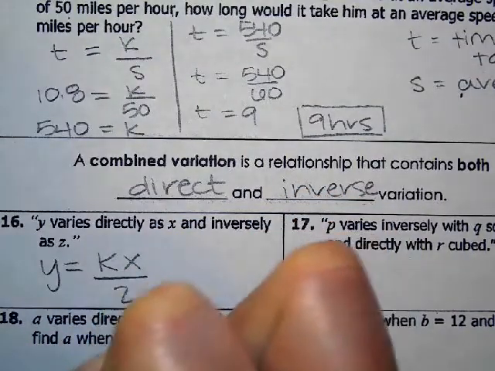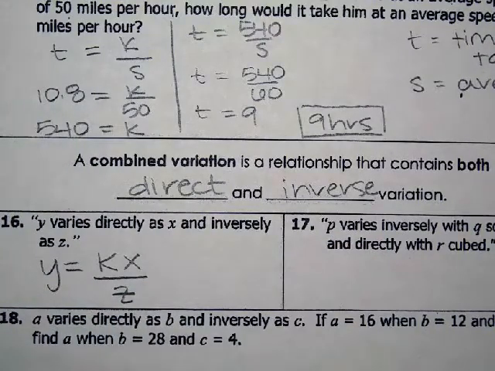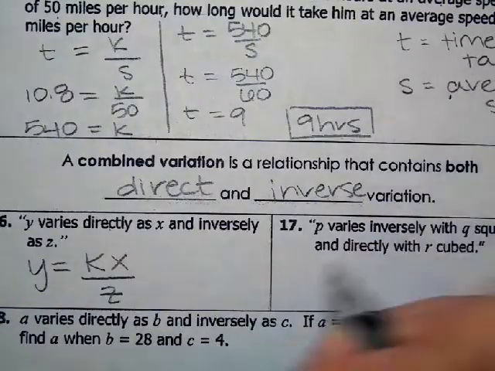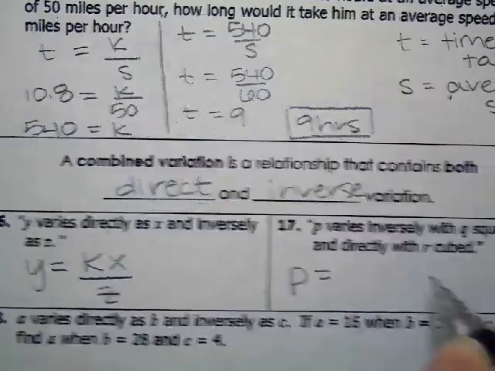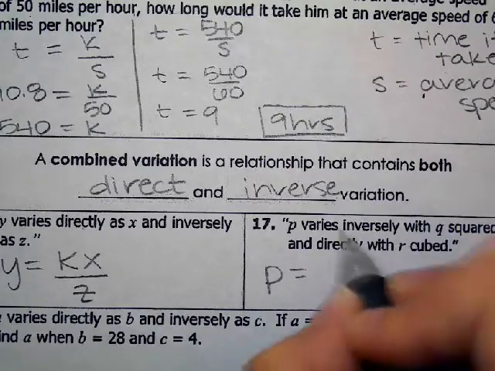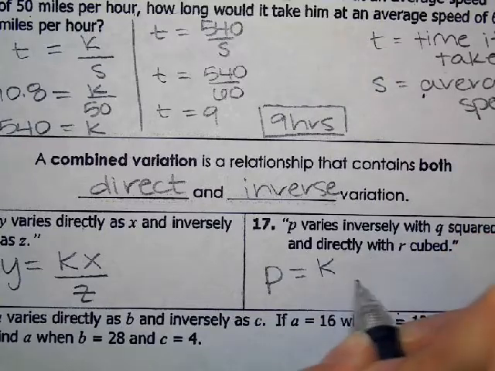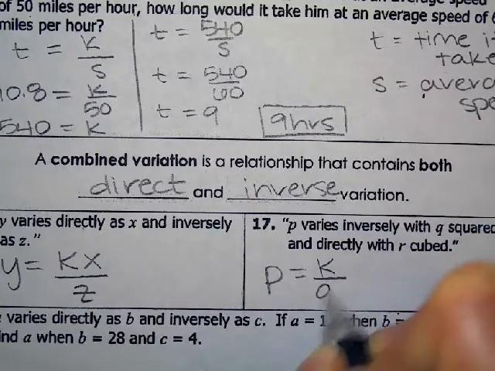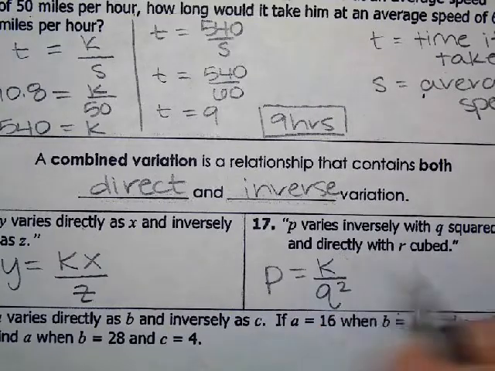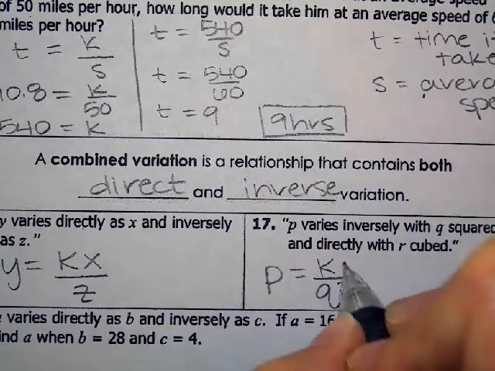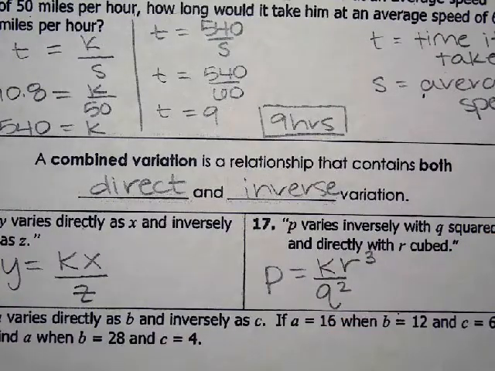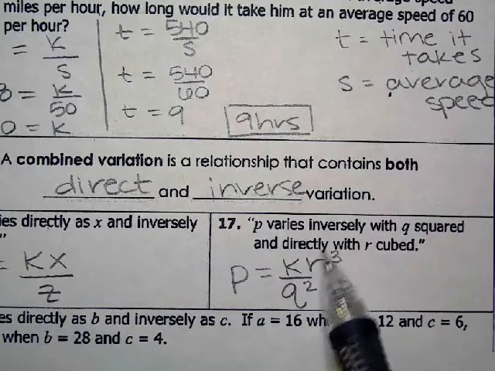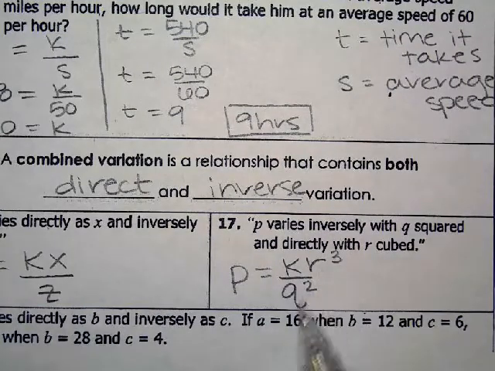So when they use the word directly, I think of multiplication. When they say inversely, I think of division. P varies, let's say P varies inversely with Q squared, and then directly, remember directly means multiplication, directly with R cubed. So they said it kind of backwards, but we can still think of it that way. So inversely, that's division, with Q squared, directly with R cubed. So the directly kind of bumped the multiplication, it put it back on the top.